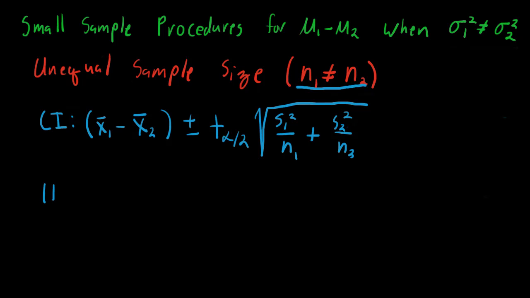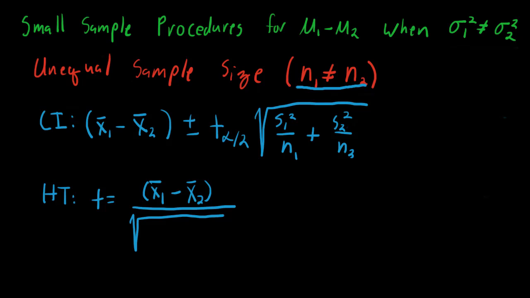Now for our hypothesis test, we're going to make a change again to our test statistic. So we're going to say t is equal to x1 bar minus x2 bar, all over our same formula for our standard deviation. So it's going to be the square root of s1 squared over n1 plus our s2 squared over n2 value. And now the biggest change that we see for equal sample size or unequal sample sizes is to our degrees of freedom for our t value.